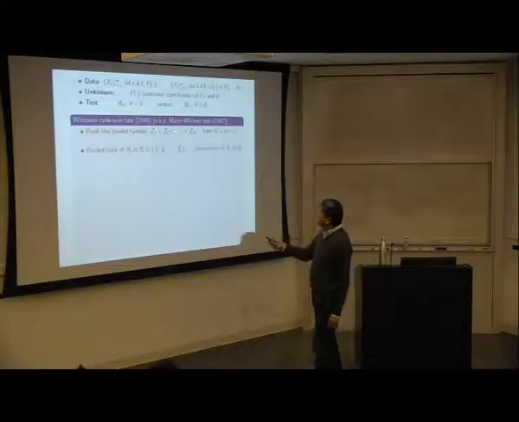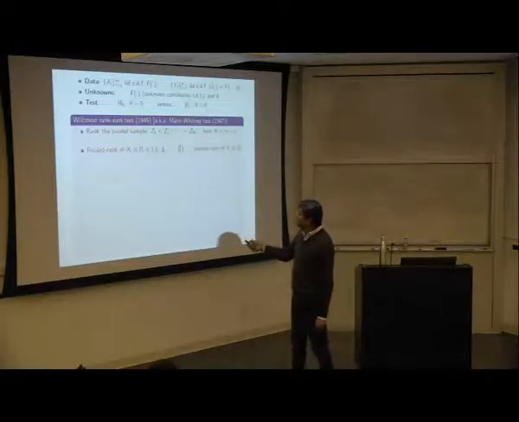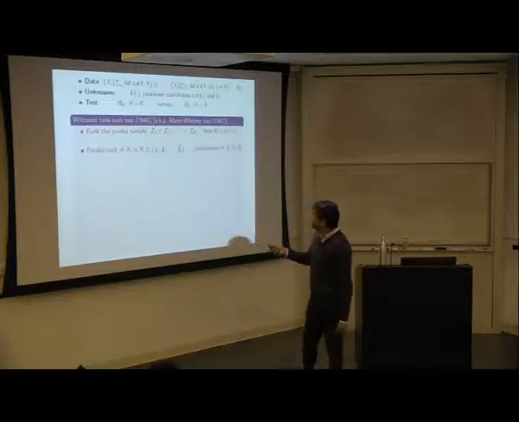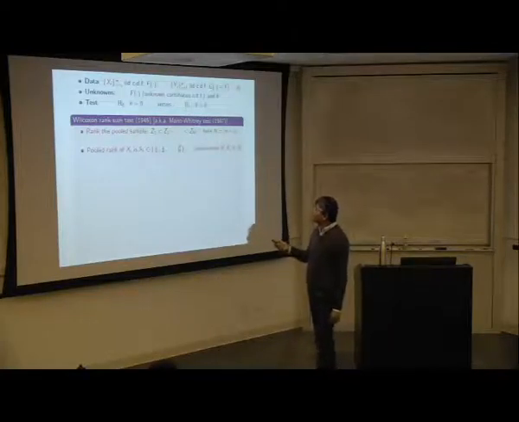Okay, so I arrange them in increasing order. And then I look at the rank of xi. So what is the rank of xi? I call it ri. So ri would be some i over N, where capital N is m plus n.